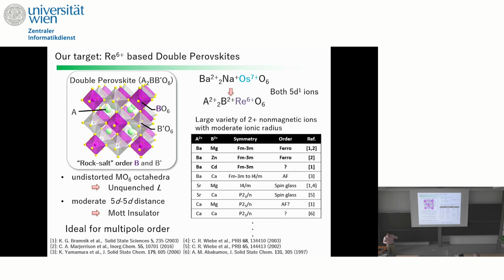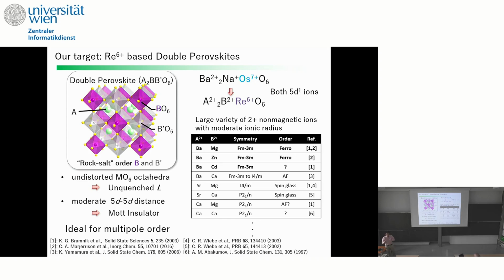So we can preserve the J effective 3/2 state. So we can have multiple degrees of freedom. And the other thing is we have a moderately long distance between transition metal atoms.